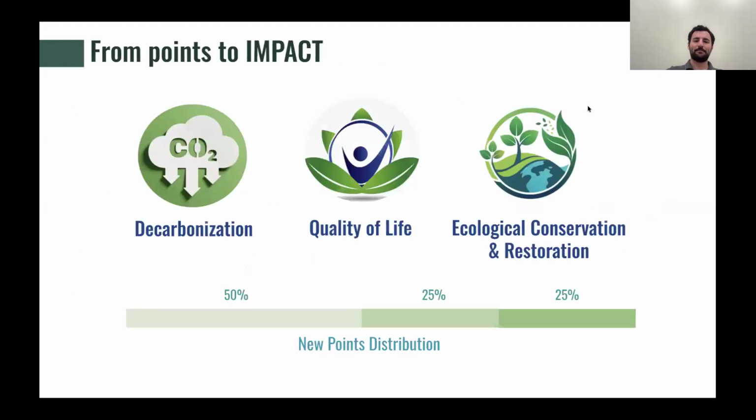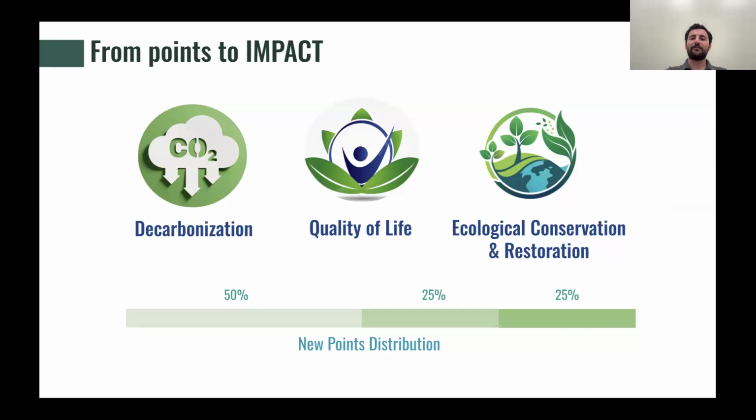Next slide, please. So now we are seeing a shift from points to impact. Every LEED project wants points, and you look at the scorecard and you work with your project team to select credits and strategies where you think you can get the most points. However, in V5, the weighting of these points has shifted, where now each individual strategy and point relates to a specific impact area. The three impact areas shown here are decarbonization, quality of life, and ecological conservation.